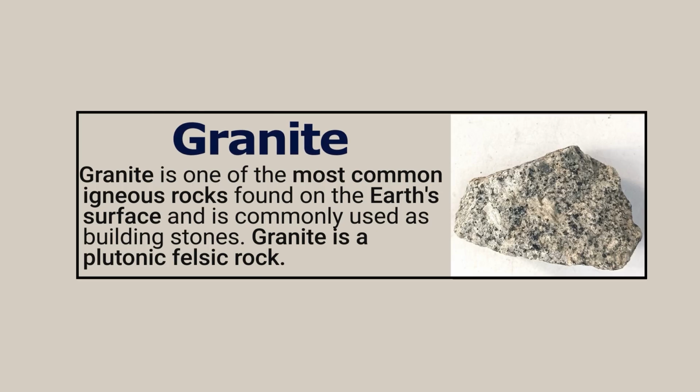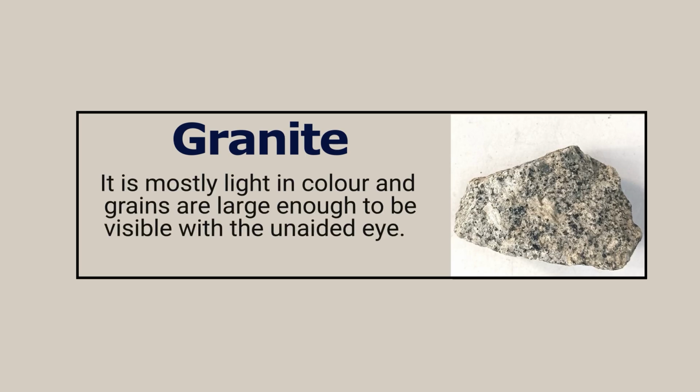Granite, as we all know, is one of the most common igneous rocks found on the earth's surface, and it is known to constitute predominantly the earth's crust. This also finds industrial use because granites are used as building stones. Granite happens to be a plutonic felsic rock. A plutonic rock is a rock which is emplaced at a crustal depth within the Earth's crust. Mostly it is light in color and the grains usually are large enough to be visible with the unaided eye.